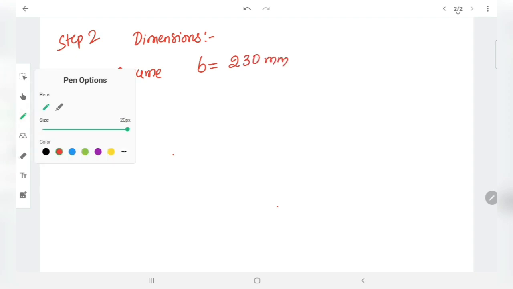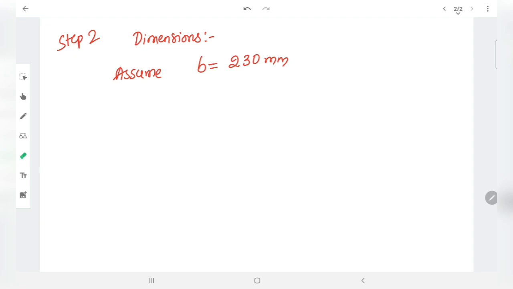In the next step, step 2, I need to find out the dimensions. First you need to assume the breadth of beam B is equal to 230 mm. As the wall thickness is generally 230 mm, the width of wall is equal to 230 mm.